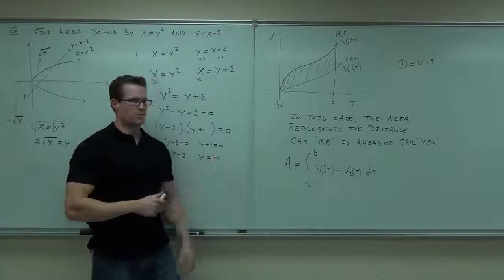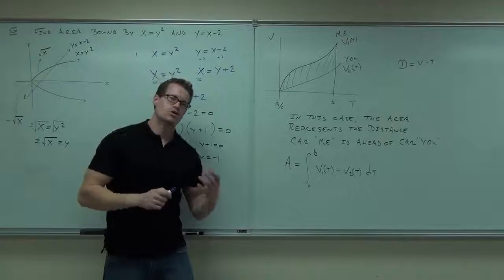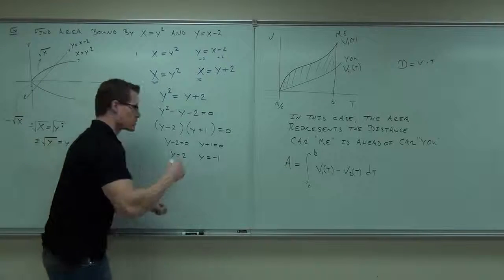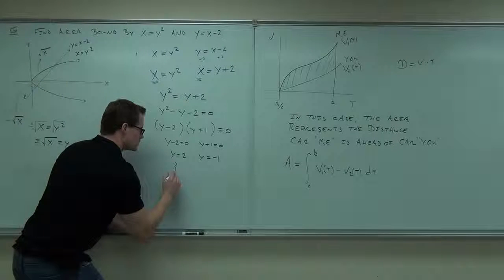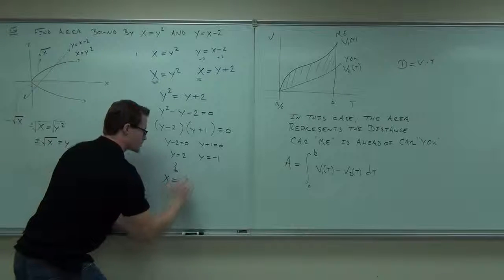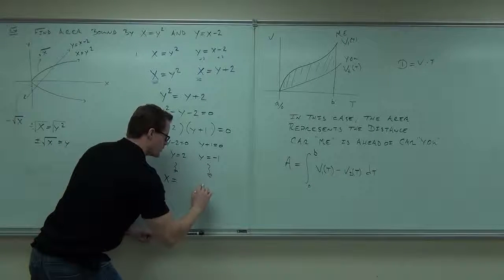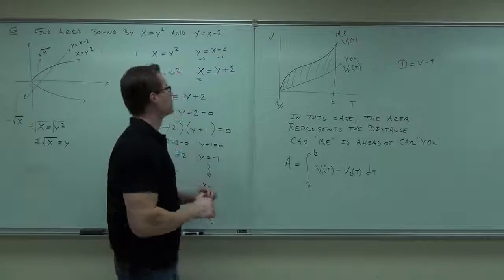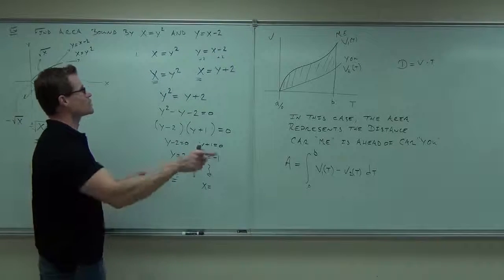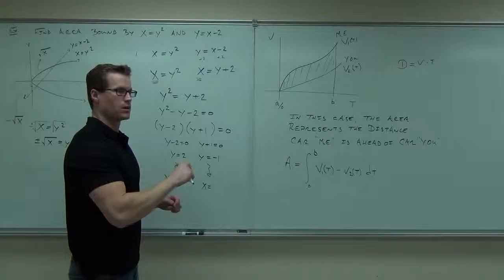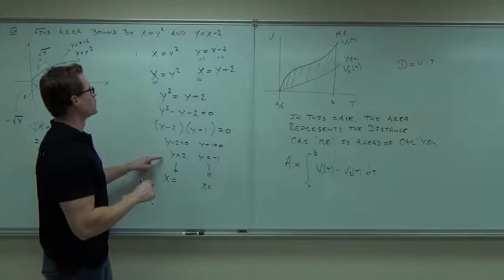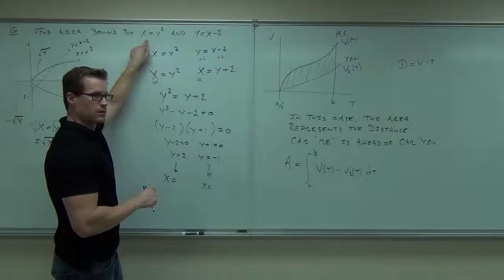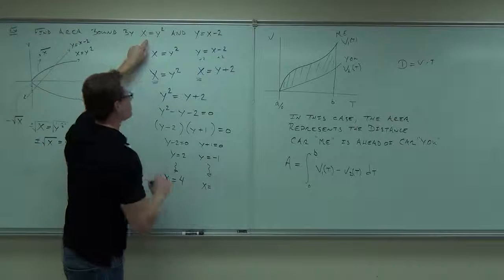What variable did you solve for? Can you go and change these into x's using what you know though? Yeah. Okay, let's do that. So for y equals 2, x equals what? For y equals negative 1, x equals what? 4 and 1. How'd you get 4 and 1? X equals y squared. I was looking at 2 and that equals 4. Do the same thing with negative 1 and that equals 1.